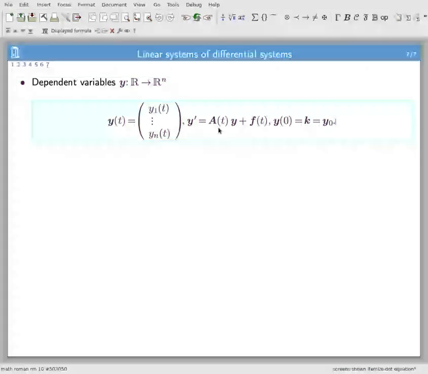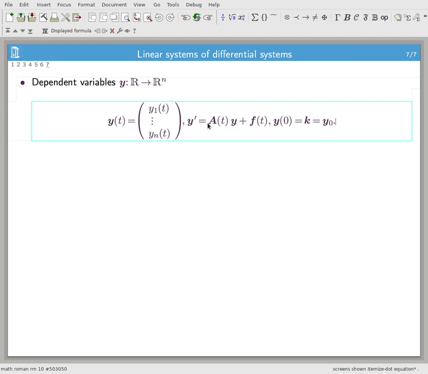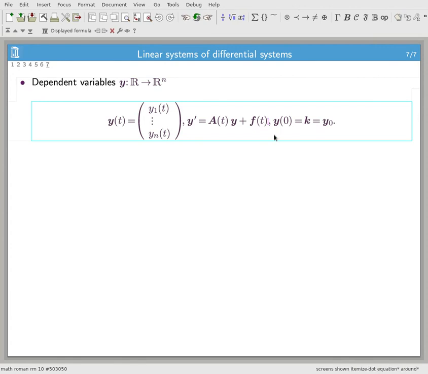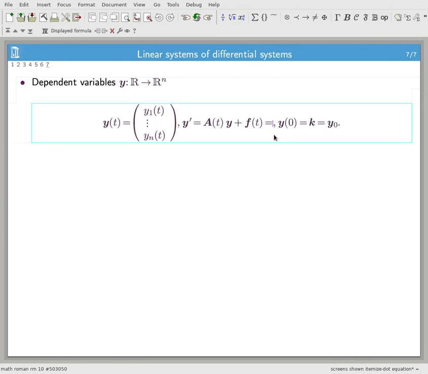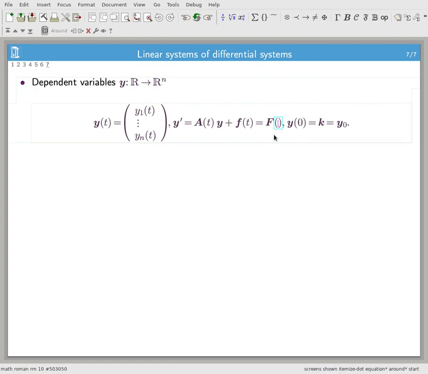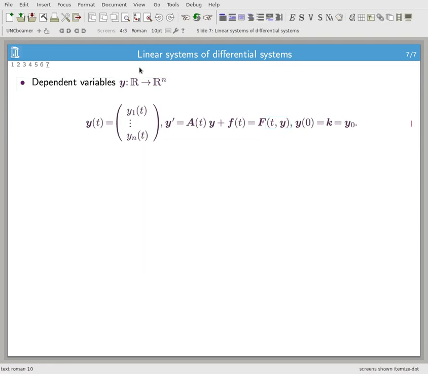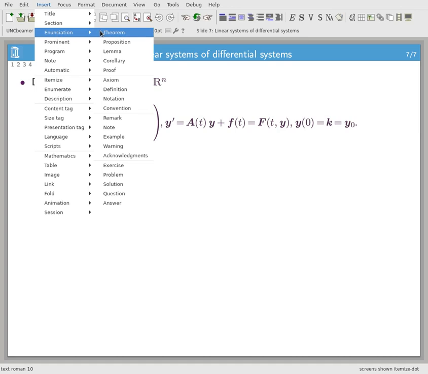Remember that if the slope field was continuous, then we were ensured of the existence of a solution. This also holds in the case of systems of differential equations, and we have the following theorem. To discuss the theorem, it is convenient to also introduce a single notation. I'll just say capital F for the entire right-hand side term, and this is a function of t and y. And the theorem that we have is as follows.